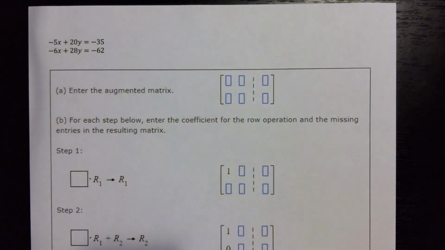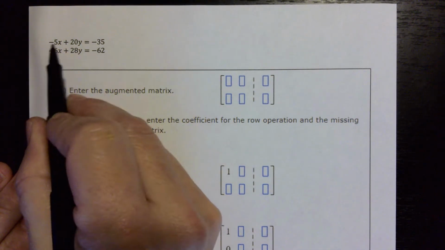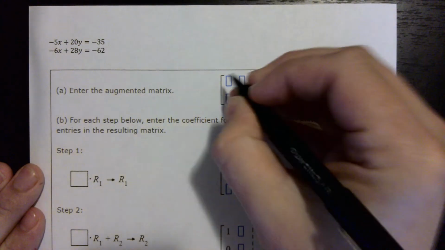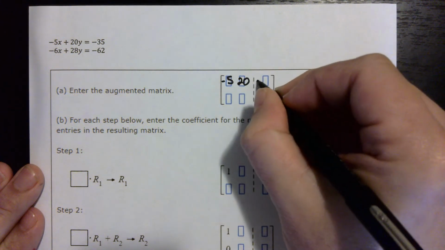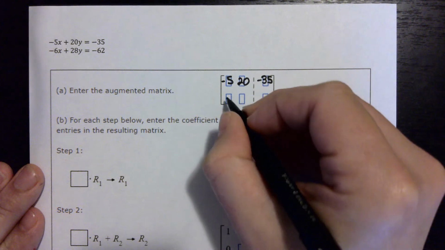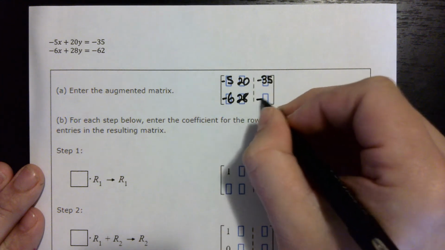Okay, let's do the second one here. We've got this system of equations, and we want to put all these numbers into these boxes. So negative 5, 20, negative 35, negative 6, 28, and negative 62.